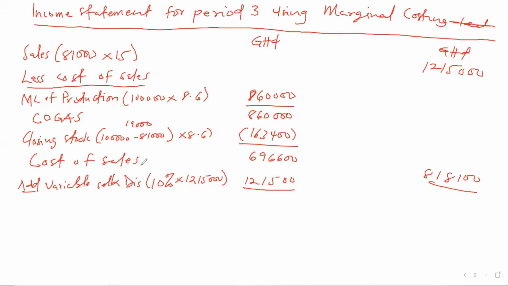One thing that you should know in accounting is when you less your variable cost from your sales, we get something called contribution. So when we less the 818,100 from the 1,215,000, that is our contribution. We get 396,900.